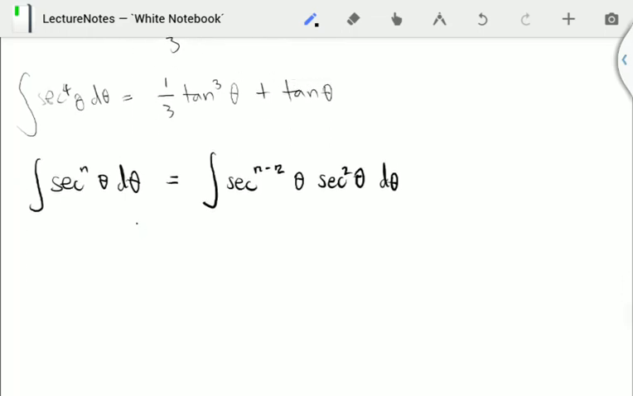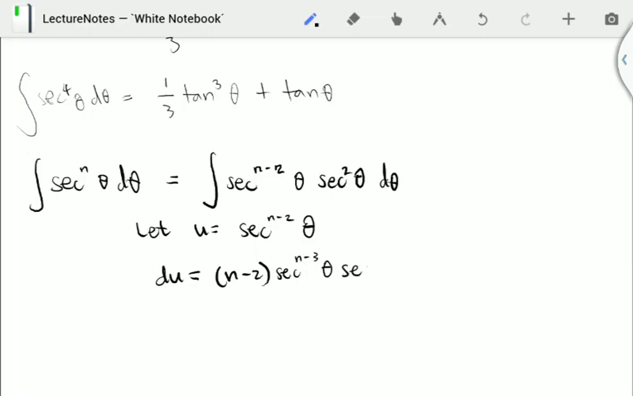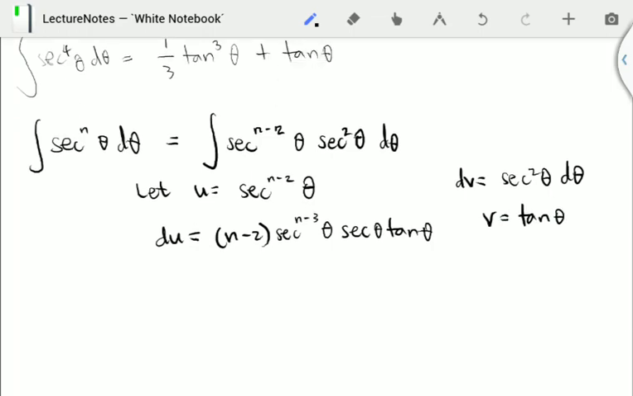So we let u be equal to sec to the n minus 2 theta, which of course if you take the derivative will give you n minus 2 sec to the n minus 3 theta. And of course, chain rule, you also need to take the derivative of the function inside, which is sec, whose derivative is sec theta tan theta. And of course, our dv will just be sec squared theta d theta, and our v will be tan theta. Okay? Good so far?